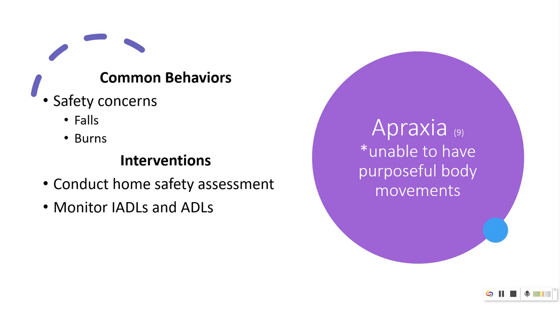Do they know how to turn off their stove? Do they have sensation in their hands? So many of our elders might have diabetes or some kind of cardiovascular disease process, so they don't have a lot of feeling in their hand. They might literally put their hand on top of the stove and not realize that it's burning because they can't feel it. So looking at all of those safety considerations in their house.